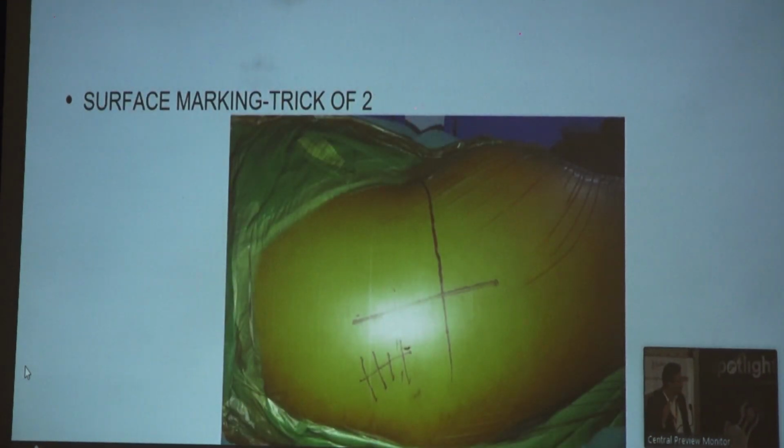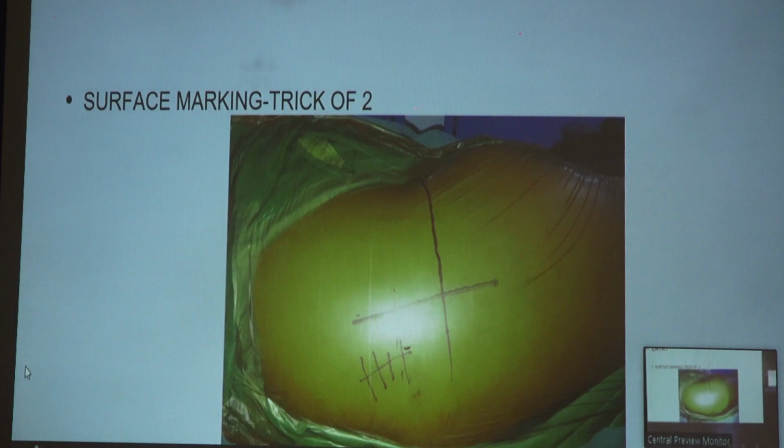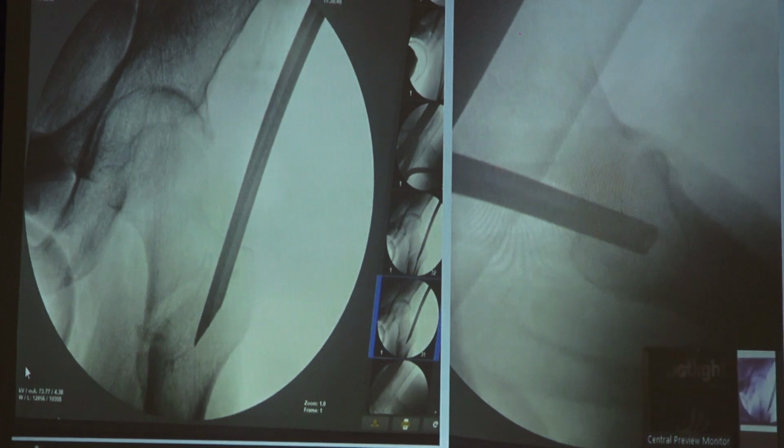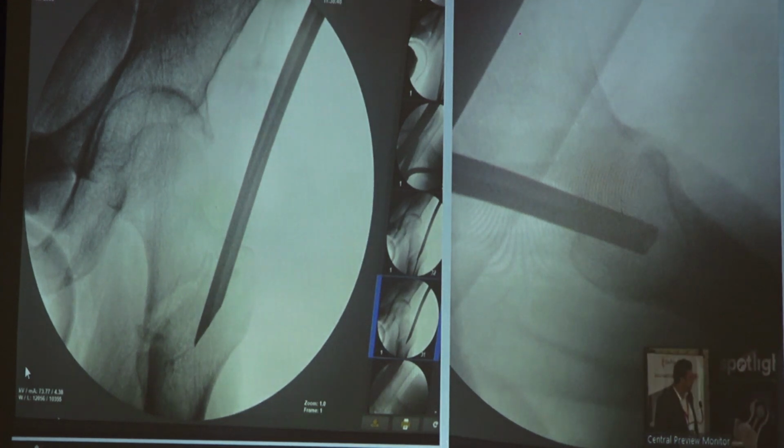So there is a trick which I use for surface marking. I mark my greater trochanter tip in both AP and lateral view, and then 2 centimeter above and 2 centimeter below is my incision, and the incision is also around 2 centimeters. Then obviously Dr. Mayametta has already told us about the entry point. It is just at the tip or little medial, it could be lateral also, and we see it in both AP and lateral view.